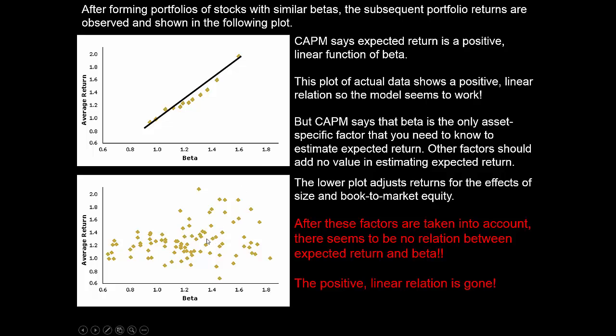Try drawing a line to represent these dots. You can't do that anymore. There's basically a slope of 0 if you put a line in. There's no relationship here. So CAPM doesn't seem to work when you add these other factors in. Sometimes economists refer to the fact that beta is dead, and that is a way of describing this lower graph. After making these adjustments, there's no positive linear relationship between beta and subsequent returns.